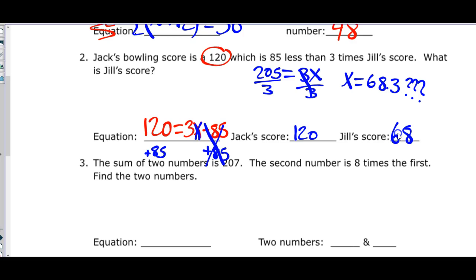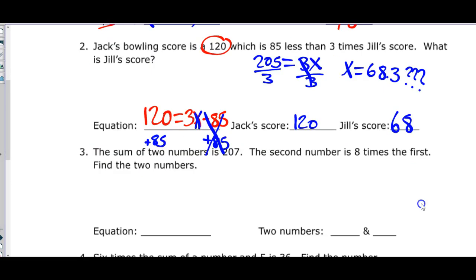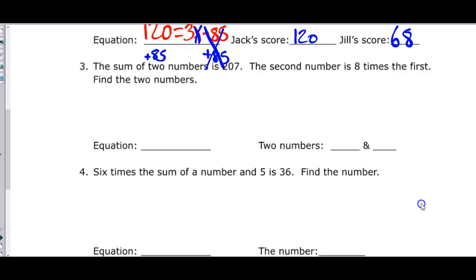Number 3, the sum of two numbers is 207. The second number is 8 times the first. Find the two numbers. Whoa, come on. Where's the mouse? This is not scrolling very well. Not going to let me scroll. Oh, there we go. It's freezing up. Okay, there we go. Sorry about that.